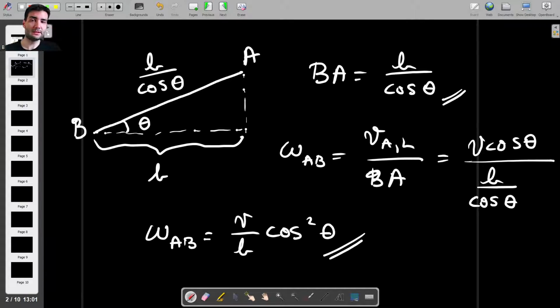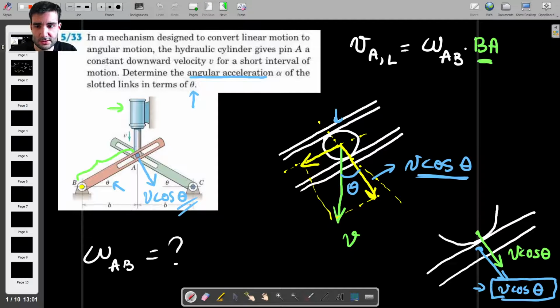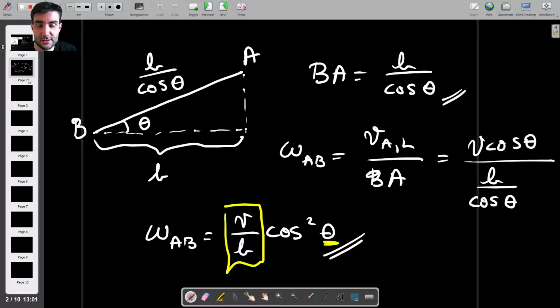Right. So that tells us what the angular velocity is, and as you may notice, hopefully, it only depends on theta because V is a constant. That's what the question tells us. B is a constant as well, right? It's the horizontal distance between the hinge B and the pin A. And the only variable here is theta, which is changing all the time. So as the pin A goes downwards, theta is decreasing. So cosine is changing as well.